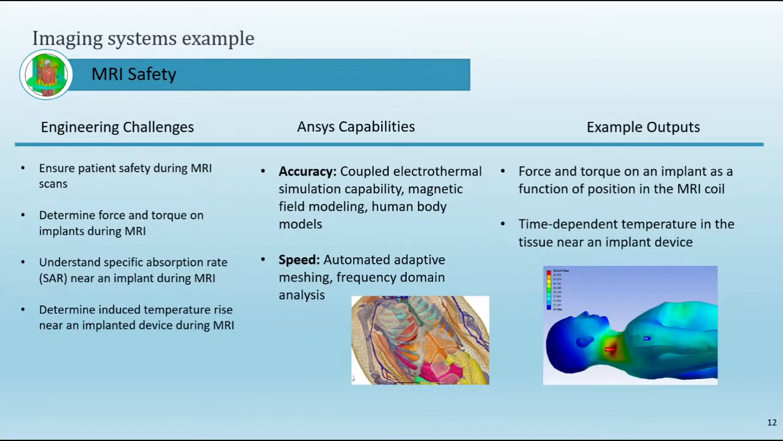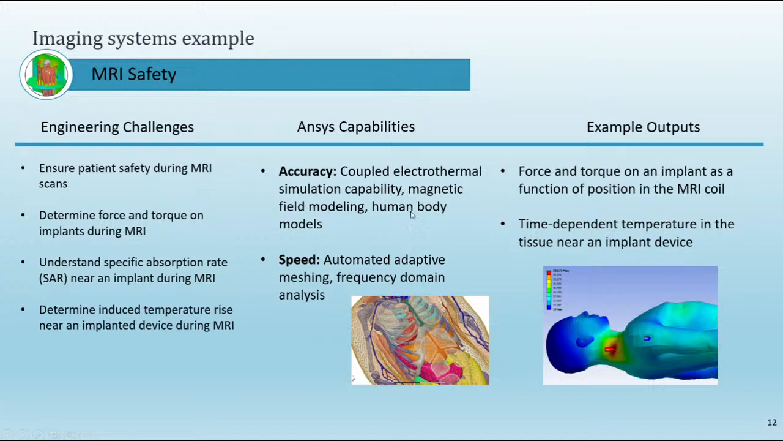This is an example of MRI safety. So, the idea of MRI safety is we want to ensure patients are safe in and during an MRI scan. You can determine the force and torque, as well as the specific absorption rate near implants. So you may have implants somewhere inside the human body, and we can even determine the temperature rise of the implant device when it's put into an MRI system. So this is a coupled electrical thermal simulation.